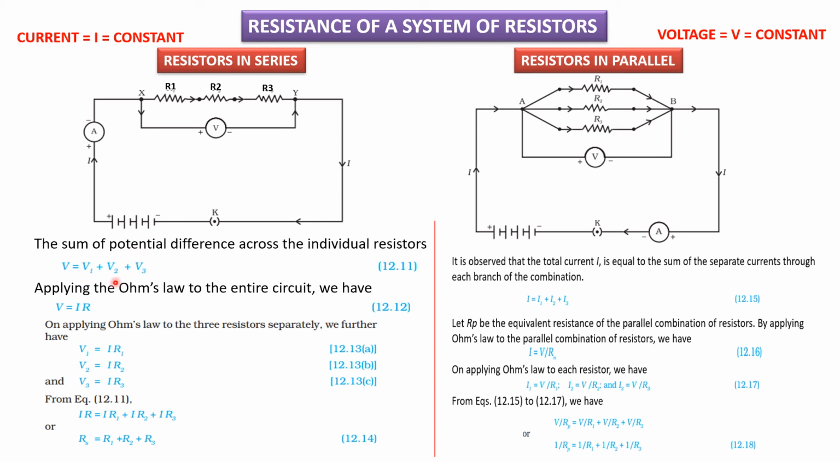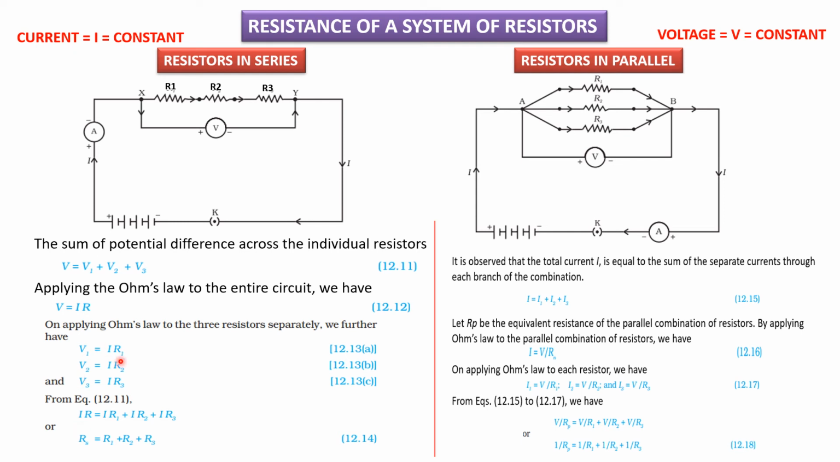So coming to series, the voltage will split here, no? V1, V2, V3, and apply Ohm's law. What does Ohm's law say? V is equal to I into R. That means voltage is directly proportional to the current. So at each resistance R1, R2, R3 apply Ohm's law. V1 is equal to I into R1, V2 is equal to I into R2, V3 is equal to I into R3. I will be the same because I is constant.